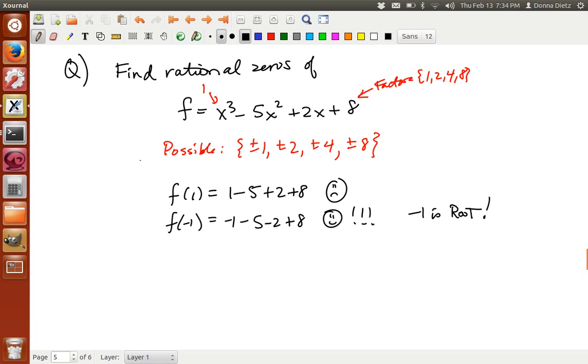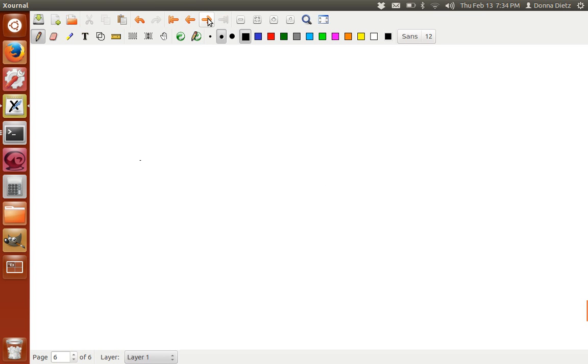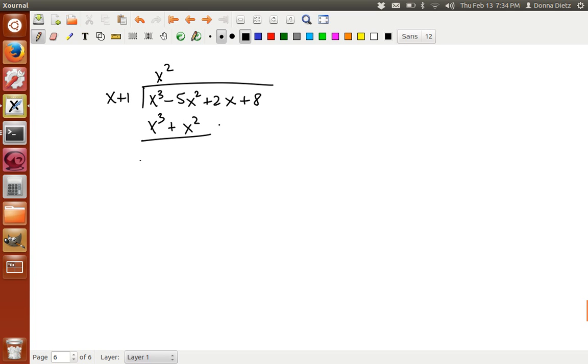Okay, and now what we need to do is we need to use our division in order to figure out what the rest of the polynomial looks like. And why do we want to do this? Well, we could go through that whole nasty list and we could figure out what the other roots are, but it's much faster at this point to go ahead and divide this thing out and just actually see what we get.